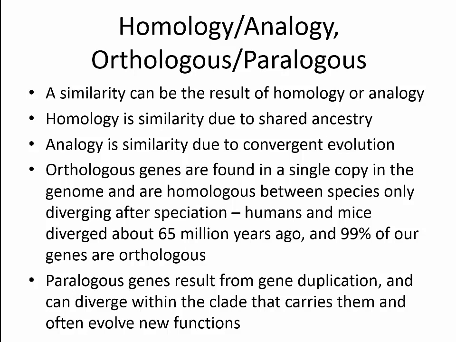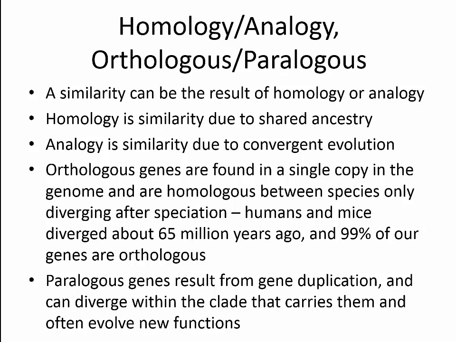So the terms homology, analogy, orthologous, and paralogous. A similarity can be the result of homology or analogy. Homology is similarity due to shared ancestry. Analogy is not. Analogy is similarity due to convergent evolution. So you could just happen to live in the same environment, and because of the pressures of that niche, evolution will converge, and you end up with those characteristics. So it has nothing to do with your ancestry, but it has everything to do with the environment you're in.